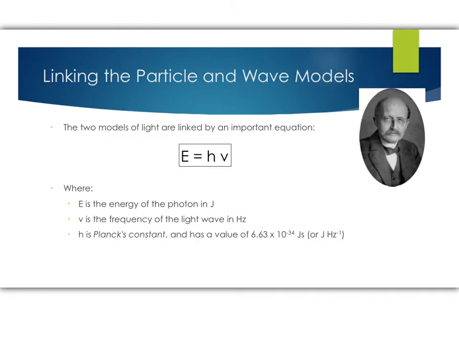Crucially then, we can link the particle and the wave models of light by using a really important equation. And that's this equation here, which states that the energy, E, of a given photon is related to its frequency, nu, by multiplying the frequency by this number here, h, or Planck's constant. And Planck's constant has a value of 6.63 × 10⁻34. Max Planck, after whom the Planck constant is named, is a really important quantum physicist, and he proposed this model also in the early 20th century.